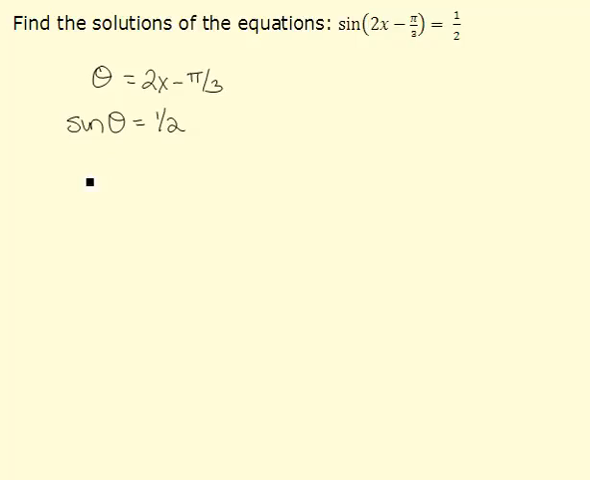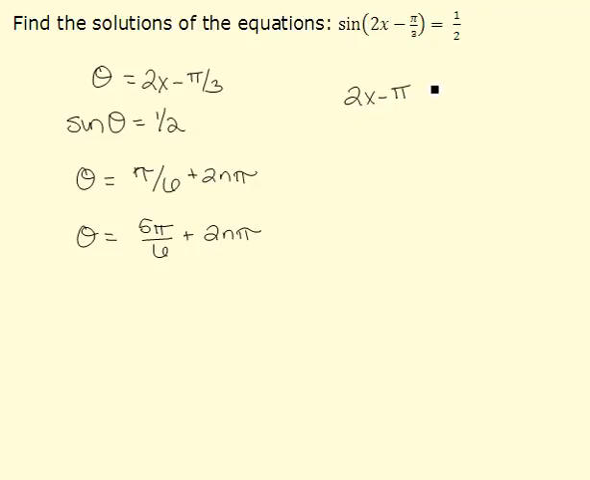That would occur in quadrant 1 when theta is equal to 30 degrees or pi over 6, and in quadrant 2 where theta is equal to 5 pi over 6. And then we would add on the period of our sine function, where n is any integer. Now we can solve for 2x minus pi over 3 is equal to those general solutions.